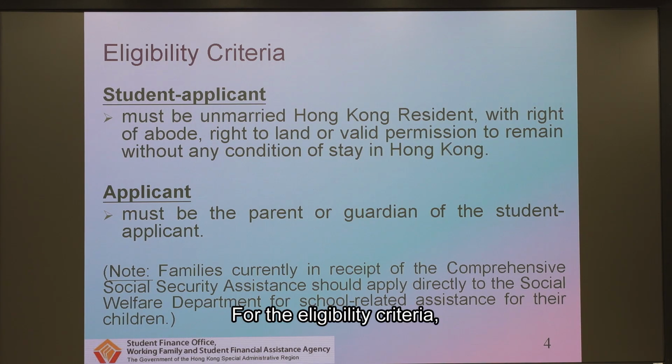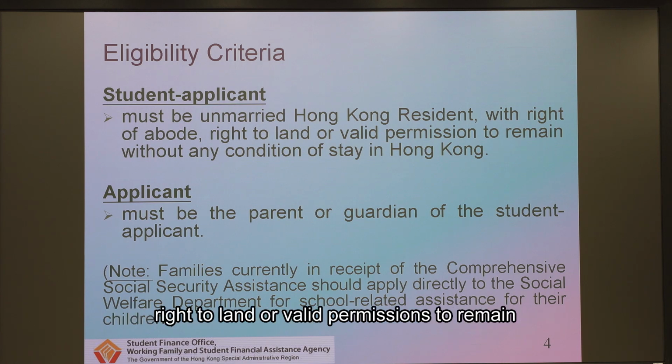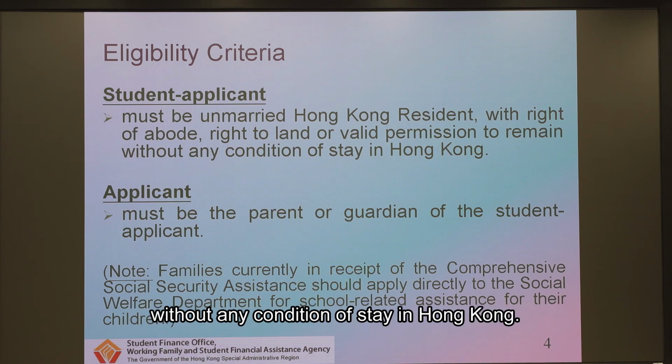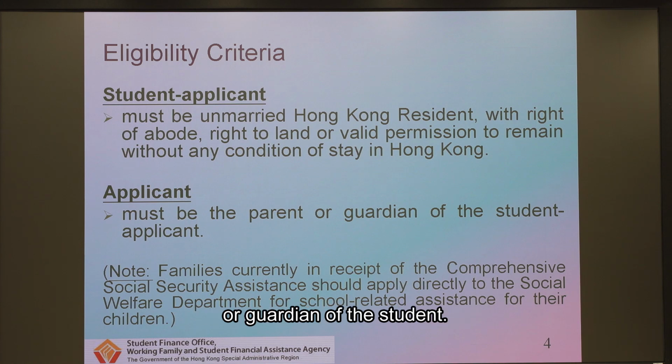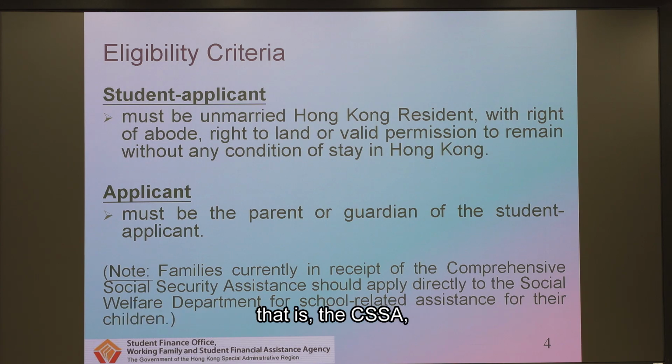For the eligibility criteria, the student must be a Hong Kong resident with right of abode, right to land, or valid permission to remain without any condition of stay in Hong Kong. The applicants must be the parent or guardians of the student. Please note that families currently receiving comprehensive social security assistance, that is the CSSA, should apply directly from the Social Welfare Department for the school-related expenses.